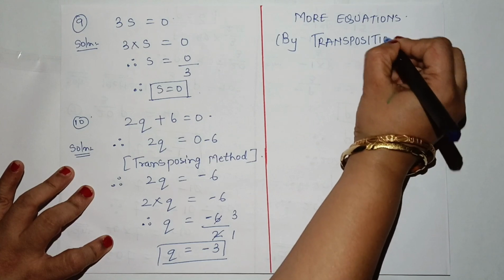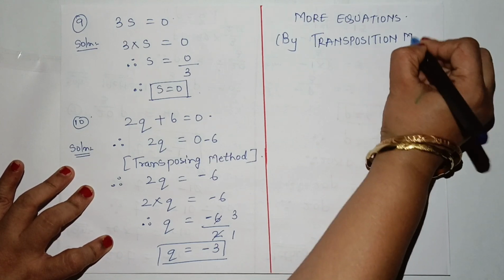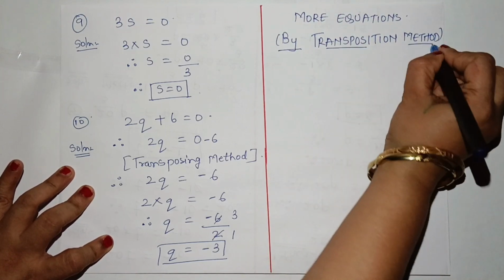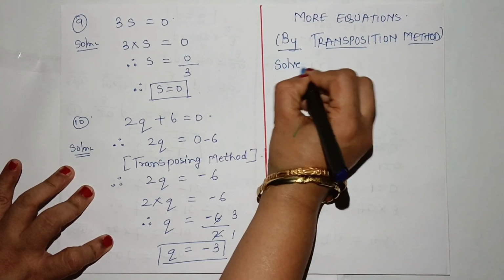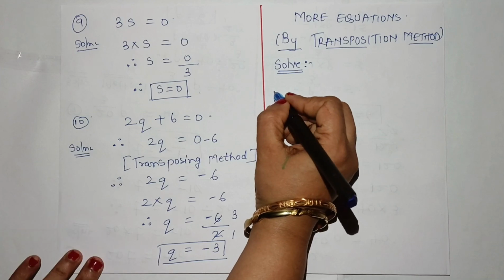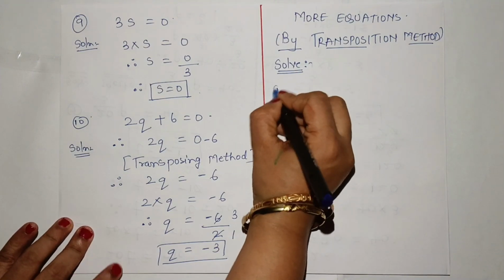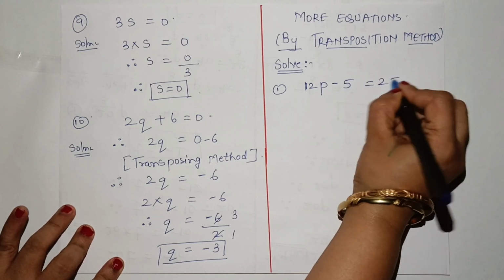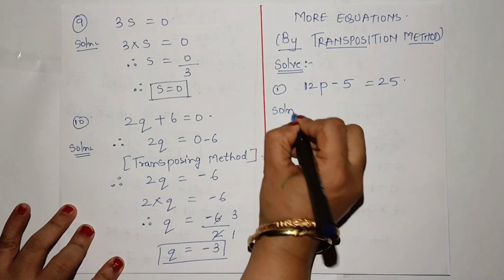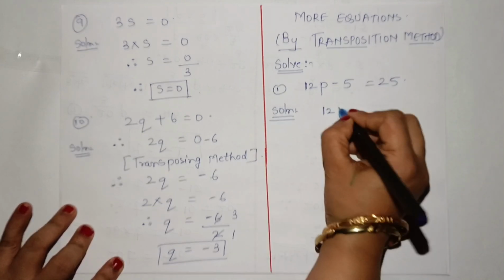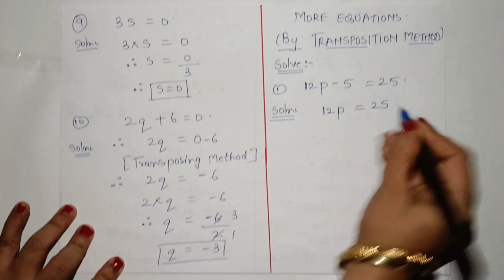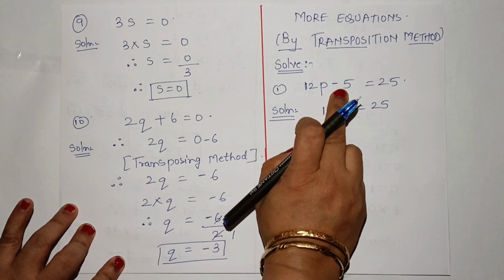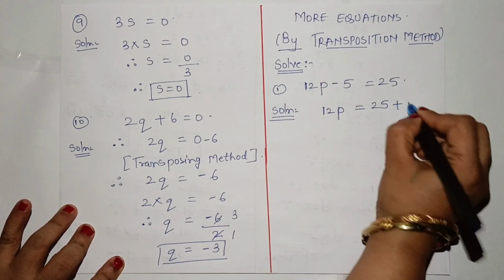By transposition method. The question says solve. Can we start? Okay. 12p minus 5 equals 25. Solution. First find the value of 12p. Transposing method, minus 5. Minus 5, when you shift it to that side, it becomes what? Plus 5.